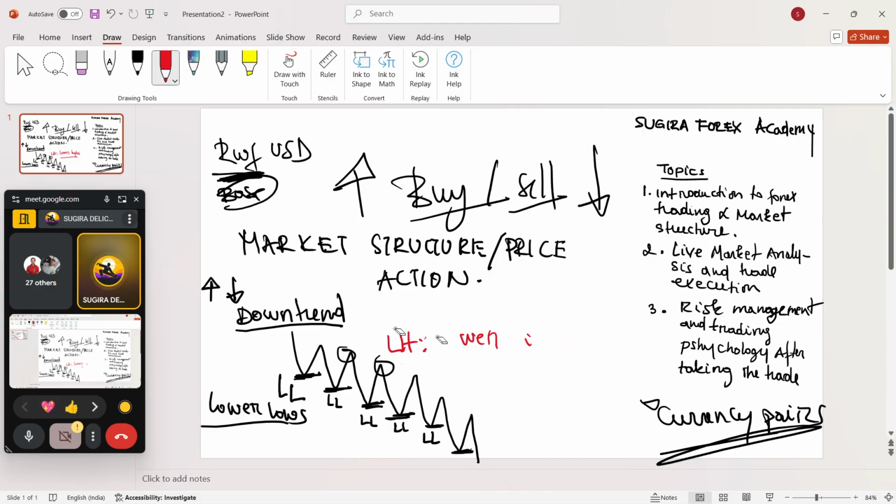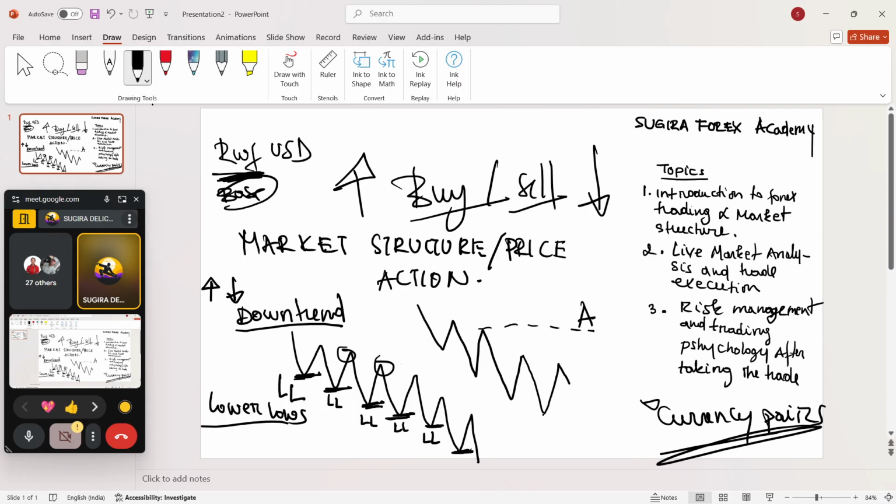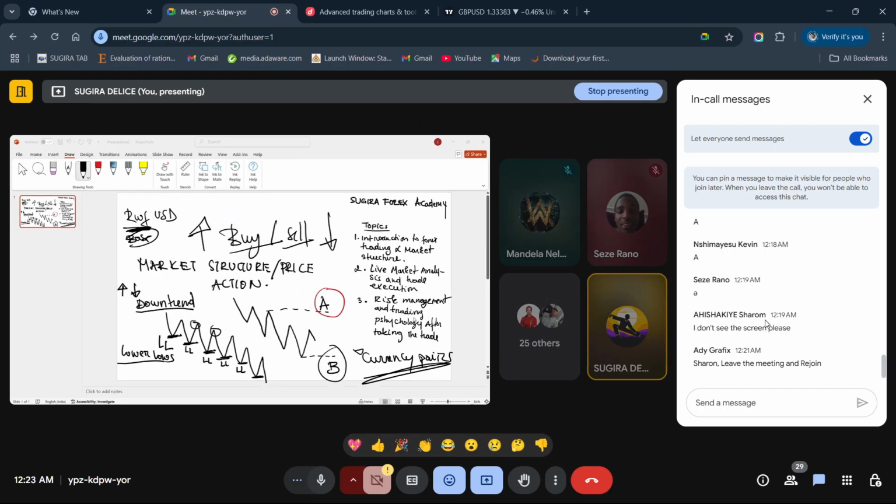So now, as a simple question, you need to just let me know where the market is targeting. For example, if the market is moving to the downside, do you think the market is targeting A or the market is targeting B? What do you think the market is doing right now? Let me know. What do you think?